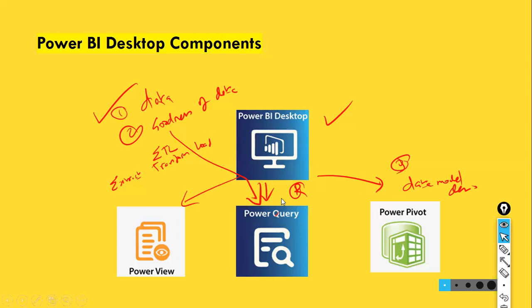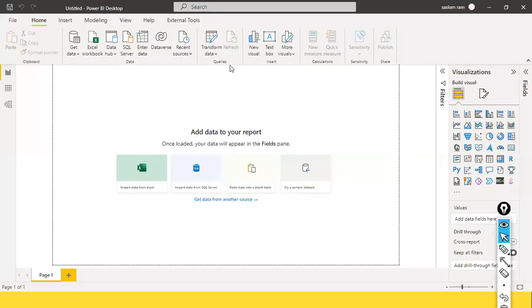So step one, load the data, and step two, you clean the data, or data pre-processing. You do it using Power Query Editor, and then you do the data model design. The last step is your Power View. This is where we create the reports, everything. Once you clean the data and do the data model design, the next step is to create the visuals, reports, everything. Okay, so these are the three components you should be aware of, and all these three components are available as part of your Power BI Desktop itself.